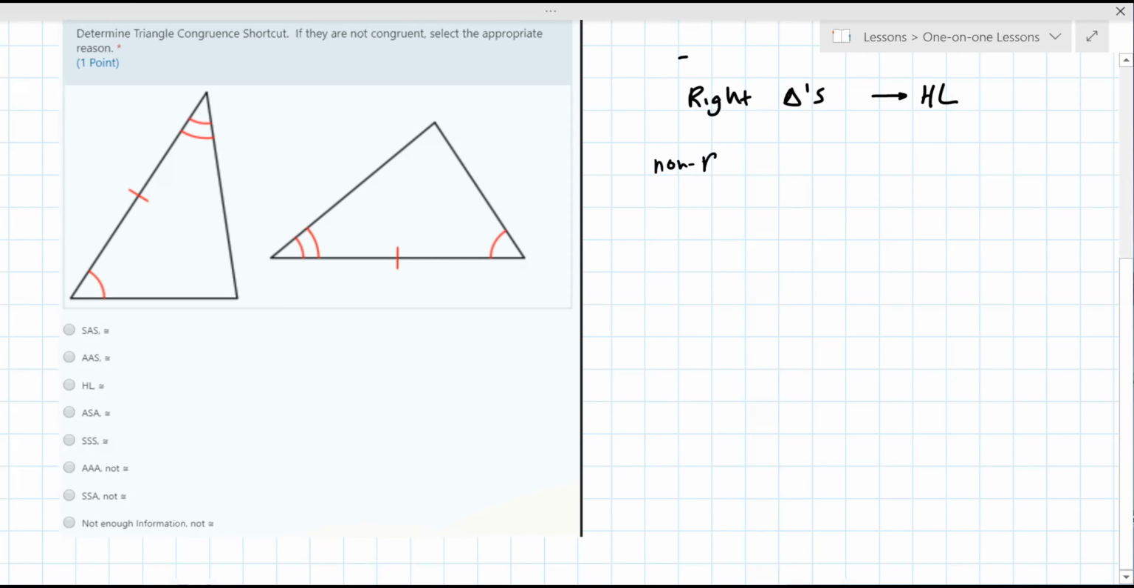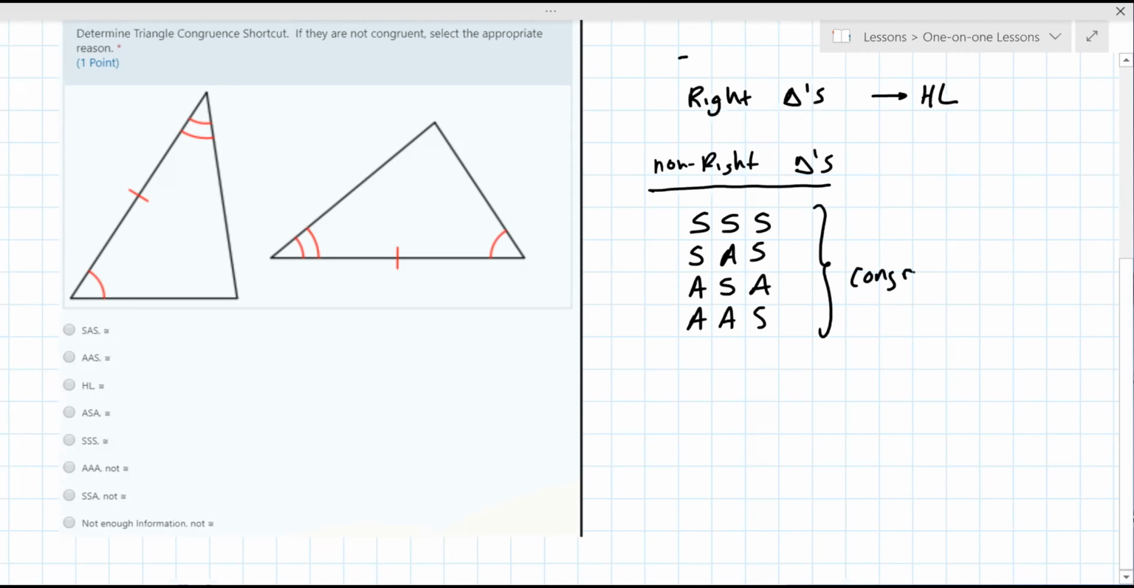For non-right triangles, we're looking for the following. We're looking for side, side, side, side, angle, side, angle, or angle, angle, side. And this is for congruence, meaning they're exactly the same. Then there's also similarity. And similarity, it has two options, angle, angle, angle, or SSA. So that's kind of where we're going at.